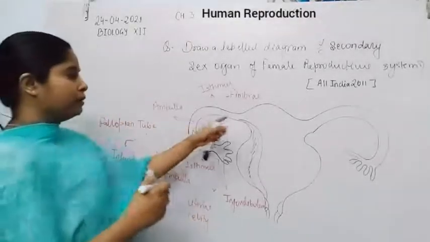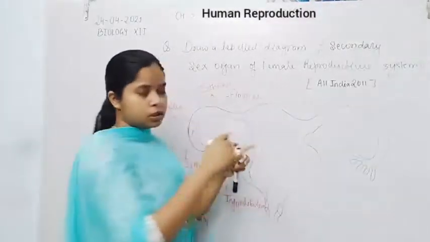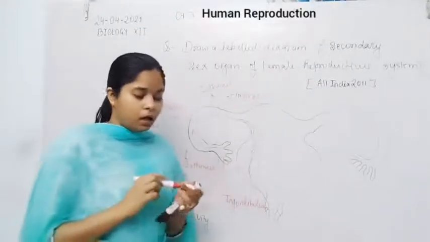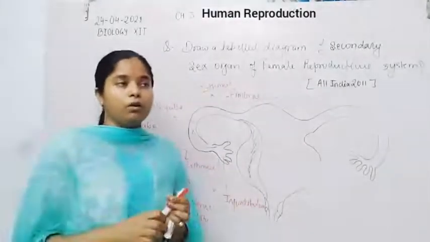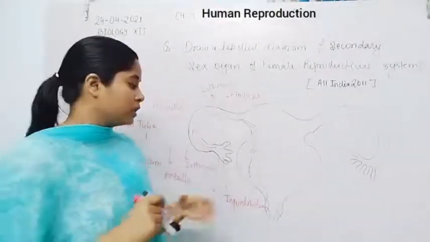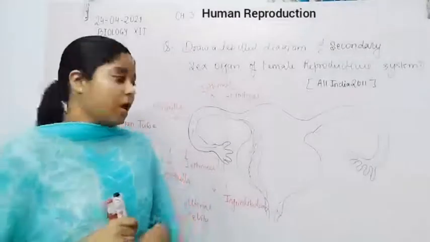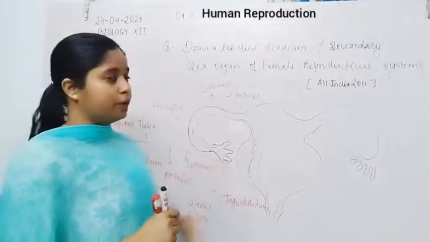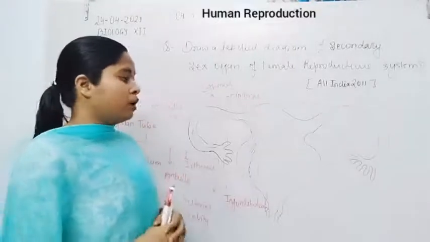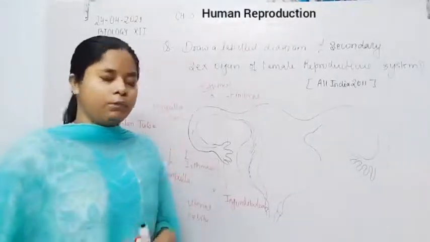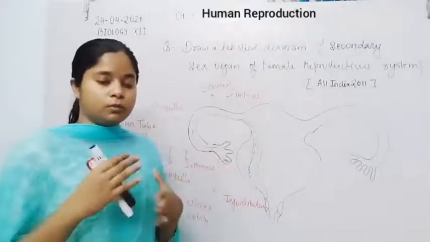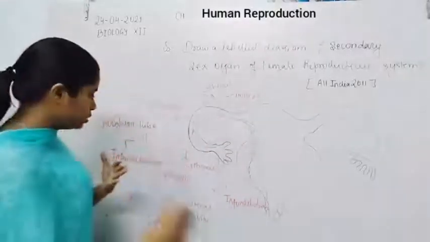Now, the uterine cavity or uterus consists of three layers. The outermost layer is known as the perimetrium. The middle layer is known as the myometrium, and the innermost layer is known as the endometrium, and each has a specific function during the development of the embryo and for the implantation of the embryo.